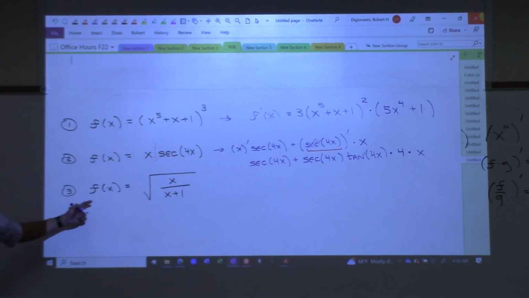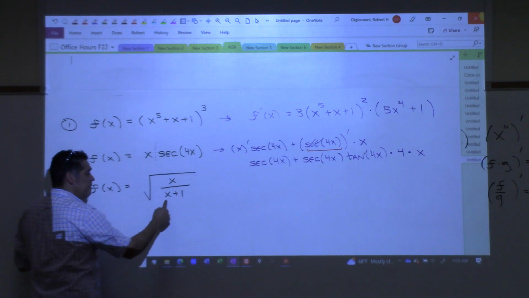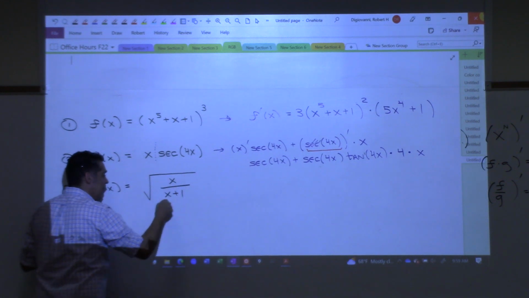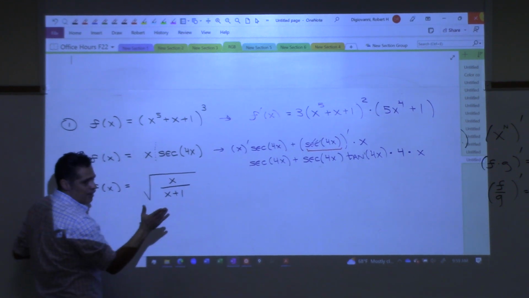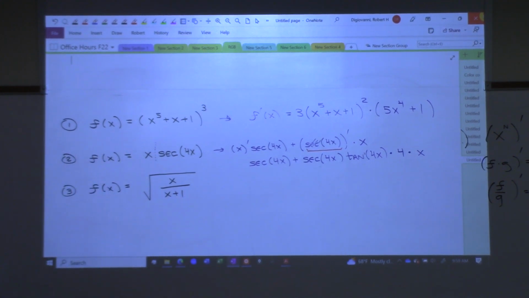This one, we have composition. Outer function is the root. The inner function, I'm going to look at as being all of this. And the reason I'm looking at it as all of this is because this right here, if I had to take the derivative, which I will have to, I'm okay with that because that's a quotient, and I know how to take derivatives of quotients. So I should be able to handle this.